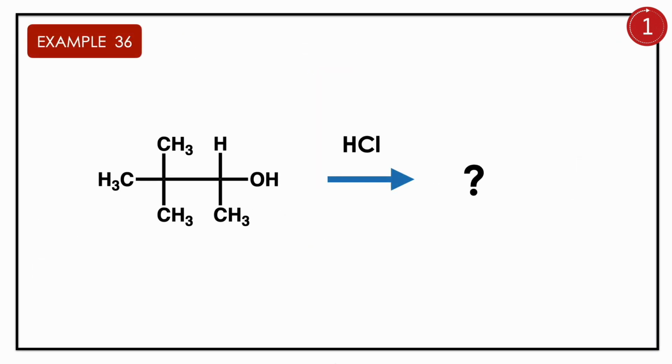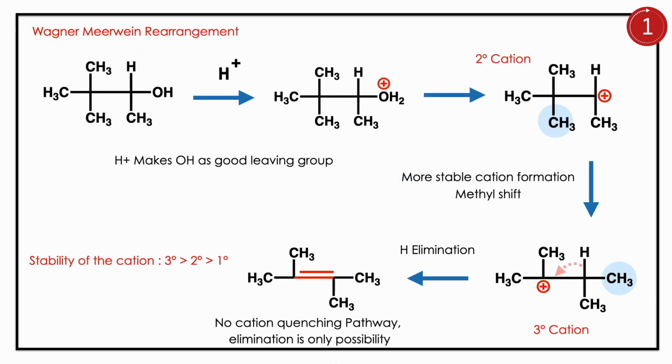Then the next example. It is a very simple alcohol with HCl. You have to find what will be the final product. Here alcohol is there, H plus is there, same story. It eliminates as H2O, so a cation forms there. The cation is a secondary cation. It becomes tertiary by methyl migration. So a methyl shift is there, and you have secondary cation to tertiary cation.